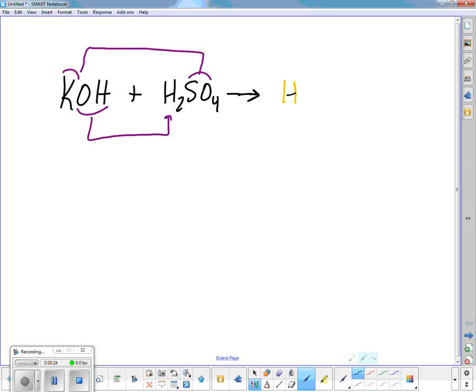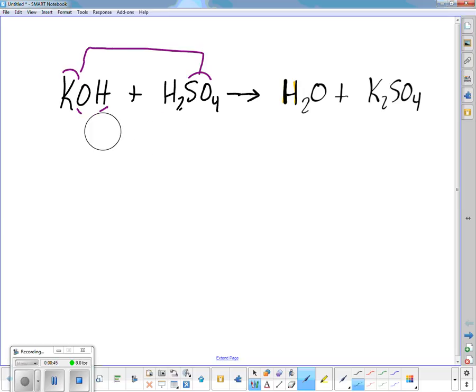H2O, which is HOH, plus a K, which is a plus 1. SO4 was a minus 2, so K2SO4. So I have to balance the charges as I go from side to side.